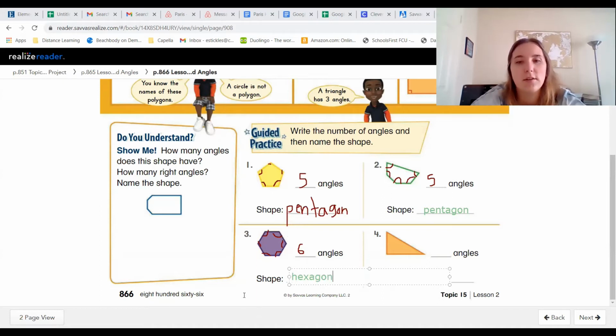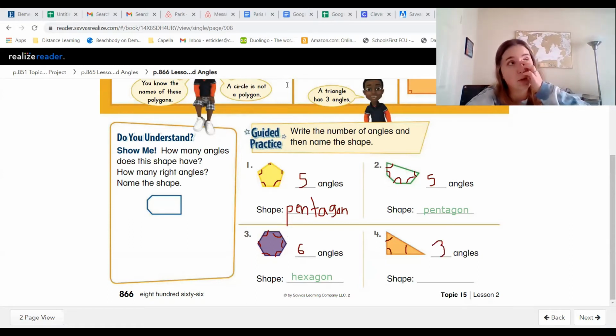So that's a hexagon. And then our last shape here has, let's see, 1, 2, 3 angles. So that means that our shape would be what? What name do we put? We would say it's a triangle. Easy peasy. We're going to go watch one more quick video.